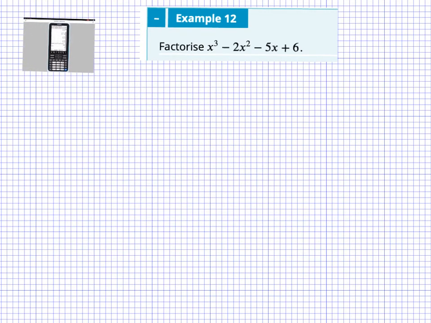So we've just seen on the Casio that p at 3 equals 0, which means that x minus 3 is a factor. So I'm going to long divide this through: x cubed minus 2x squared minus 5x plus 6, divided by x minus 3. x cubed minus 3x squared, subtract.